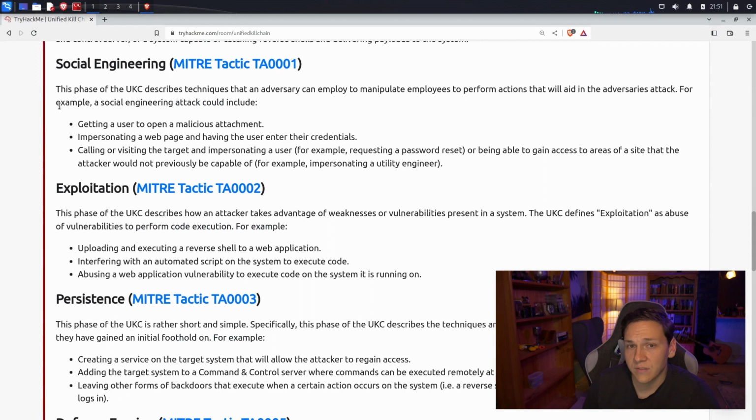Social engineering. This phase of the UKC describes techniques that an adversary can employ to manipulate employees to perform actions that will aid in the adversary's attack. For example, a social engineering attack could include getting a user to open a malicious attachment, impersonating a web page and having the user enter their credentials, calling or visiting the target and impersonating a user. For example, requesting a password reset, or being able to gain access to areas of a site that the attacker would not previously be capable of. For example, impersonating a utility engineer.